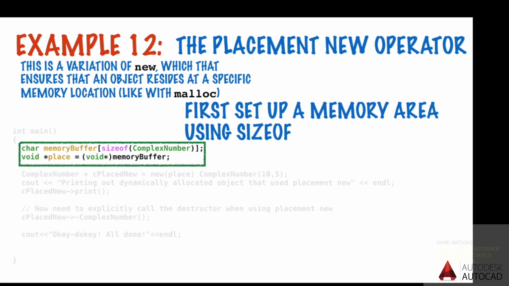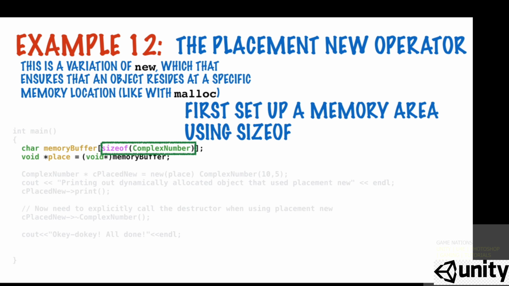Memory buffer is a variable which holds enough space to store one complex number. Memory buffer holds the address, and we assign that address to place. That's a variable which is a void star. We set it up as a char star, but we don't really care that it's a char star. The reason we use character is to make sure that the number of bytes were equivalent, because a character is 1 byte. That's why we used a character array to set up the memory.